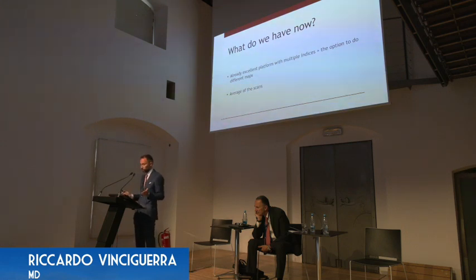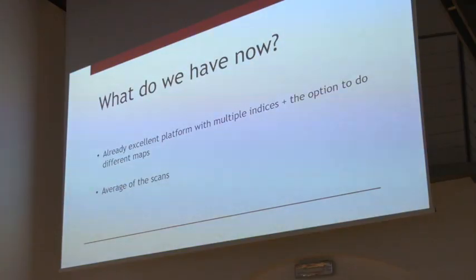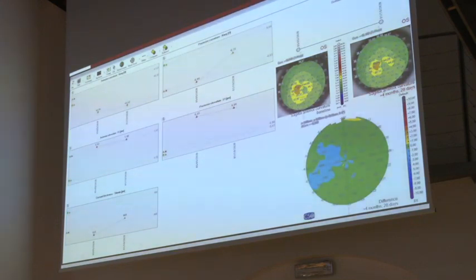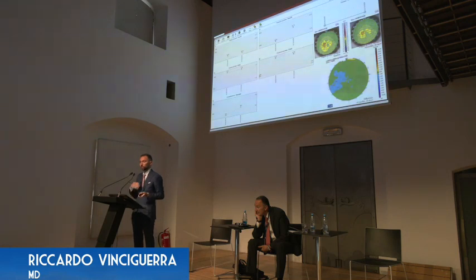So what do we do now? We have excellent platforms with multiple indices, and we can also average the scans with the MS-39. So this is what is available now, in May 2024. This is a display that is able to show you differences in indices, and maybe you don't know, but you can also average the scans. So you can put in more than 1 scan, and it will give you the mean and the standard deviation of that particular data.